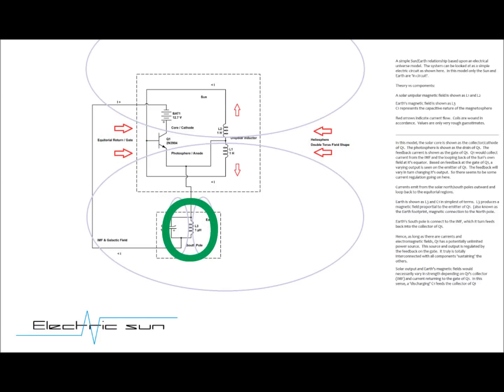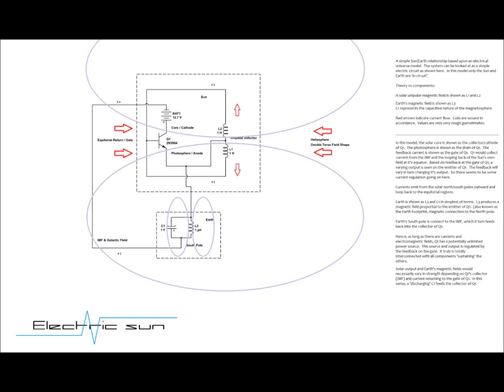Earth is shown as L3 and C1, in simplest of terms. L3 produces a magnetic field directly proportional to the emitter of Q1, also known as the Earth footprint, or magnetic connection to the Sun via Earth's north pole. Earth's south pole is connected to the interplanetary magnetic field, or IMF. This in turn feeds back into the collector of Q1.